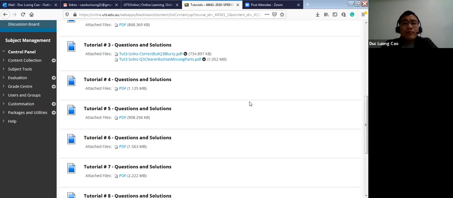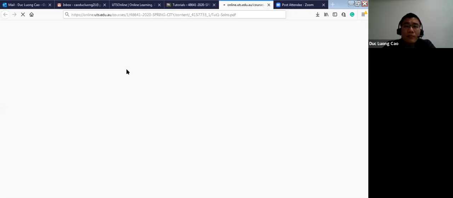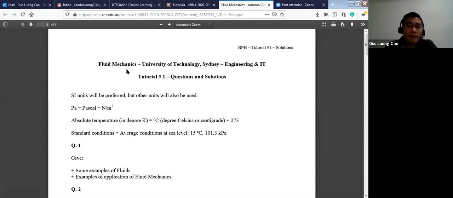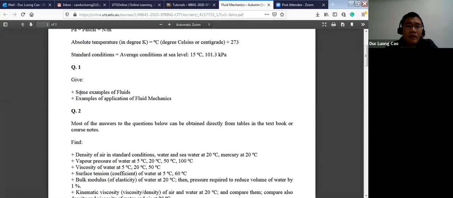In the first tutorial, here is tutorial 1. You have question and solution in here. Question 1 is some example of application of fluid mechanics. I think the subject coordinator said about this one in the lecture already. You see we have so many applications of fluid mechanics. For example, at home, you want to pump water from the ground level to a higher level. You have to use a pump. And how to find the pump power? You apply fluid mechanics.